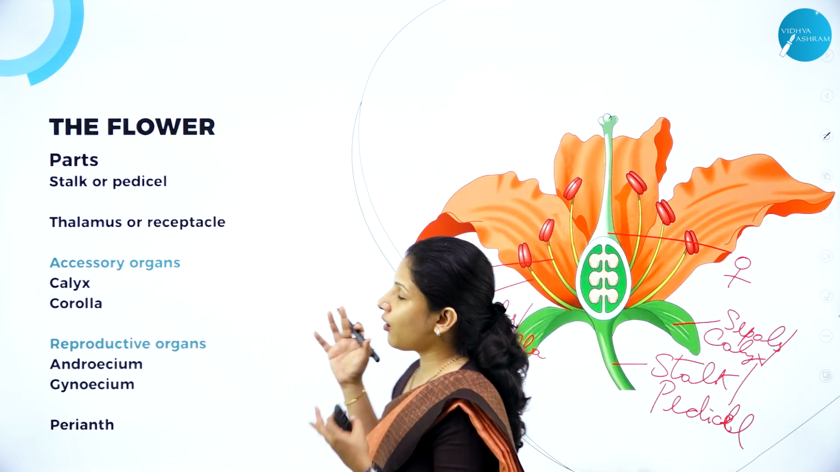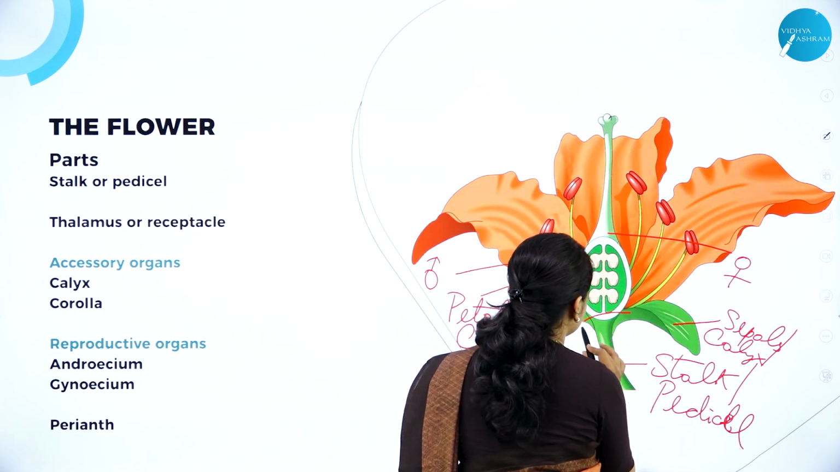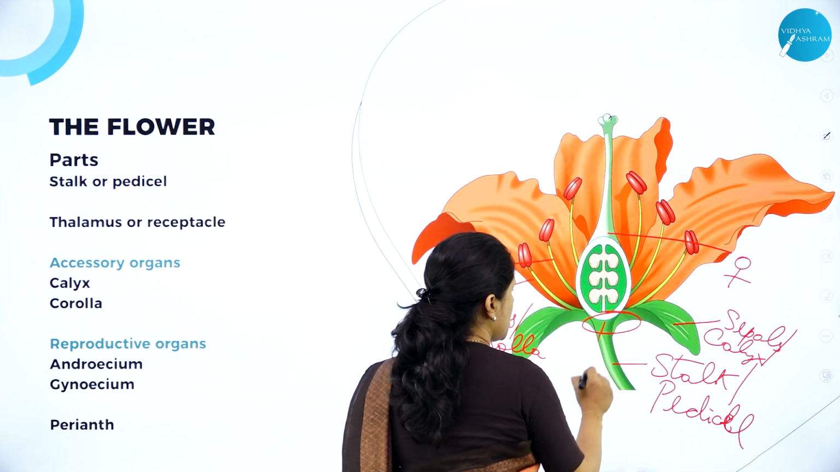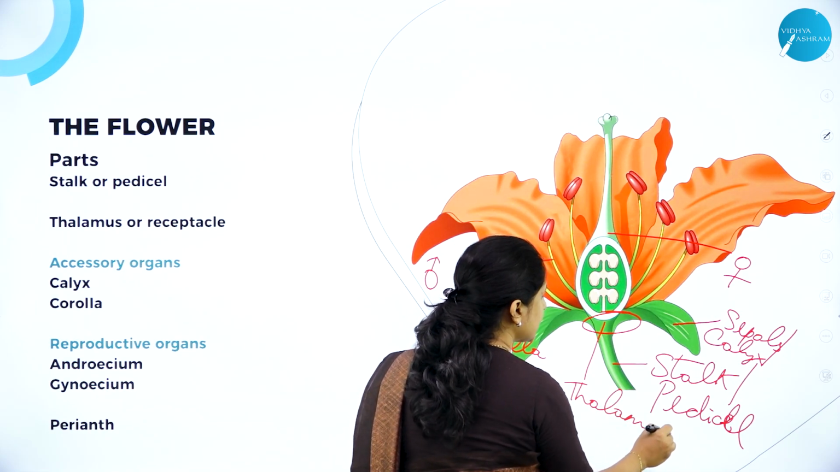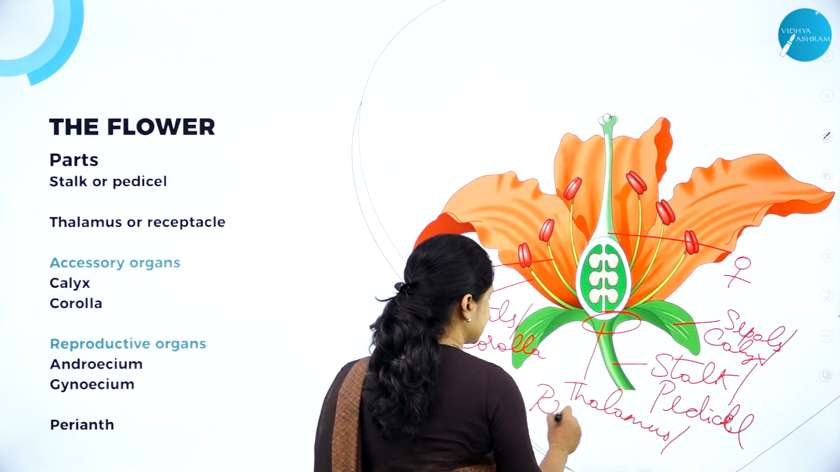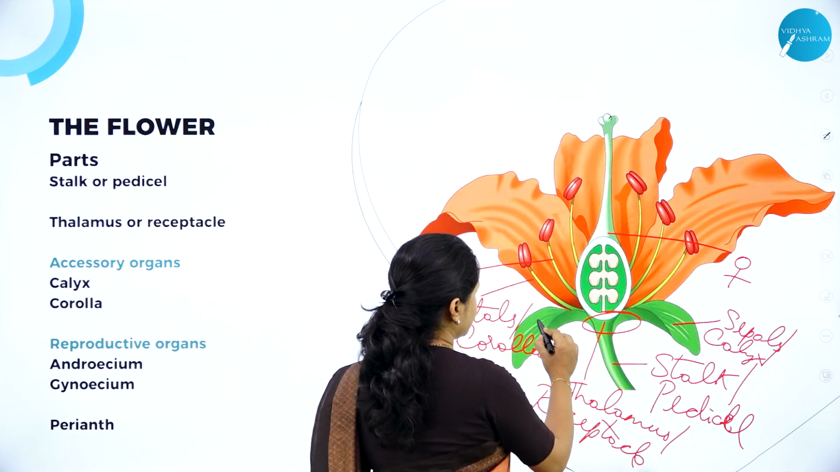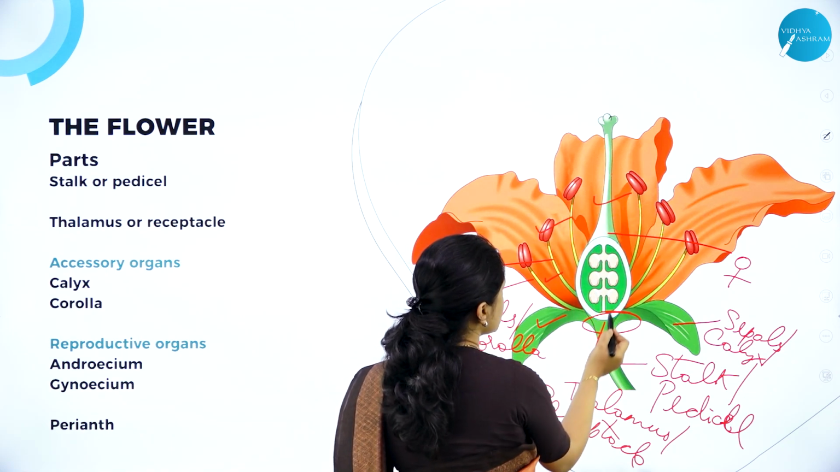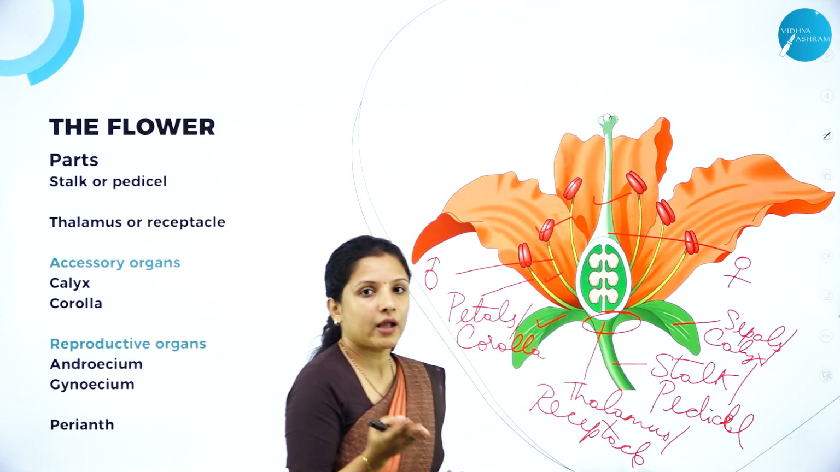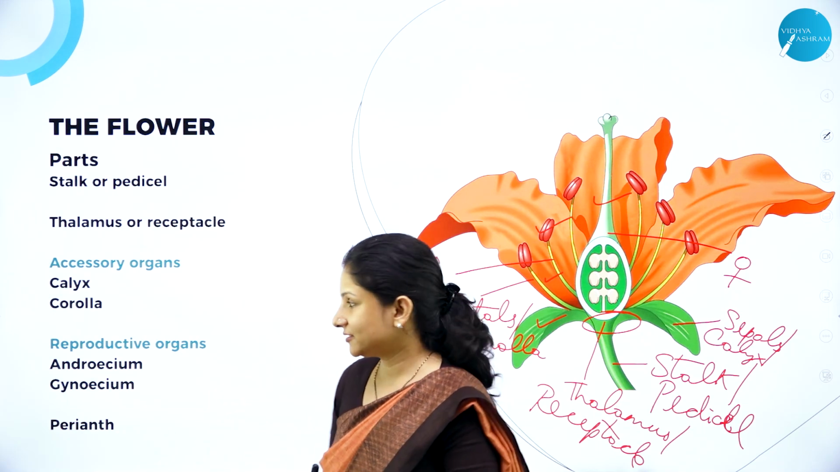So in this, all the parts of the flower, if you can see, they arise from a bed-like structure or disc-like structure, which is called as thalamus, or it is also called as the receptacle. So all these, that is, be it the sepals, the petals, the androecium and the gynoecium, all are arranged on one base or on a stage, which is called as the thalamus or the receptacle.